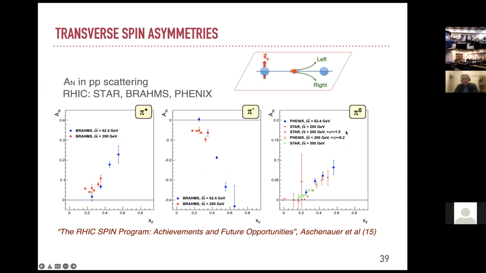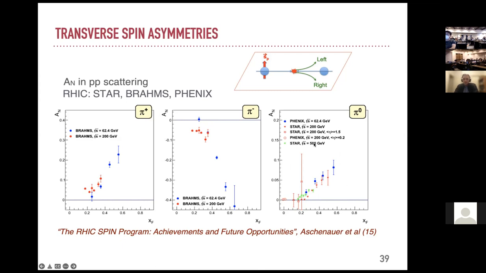However, for pi zero, again, we see quite a sizable signal. And for pi zero, of course, we cannot just describe it by Sivers functions, because presumably, if they were different for pi plus and pi minus, they would give zero here. So this should be described by some sort of fragmentation mechanism. And that's why John Collins then produced his function to describe the asymmetry.